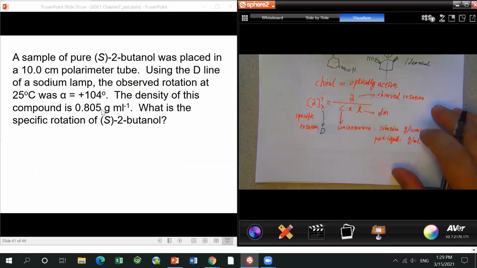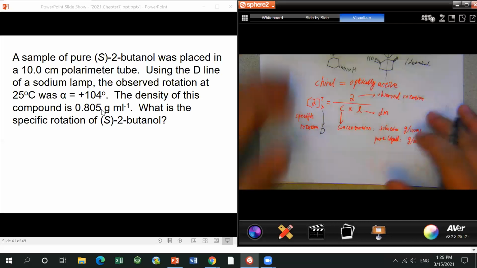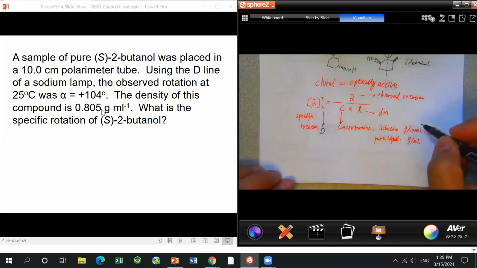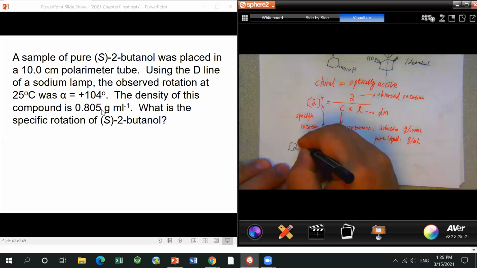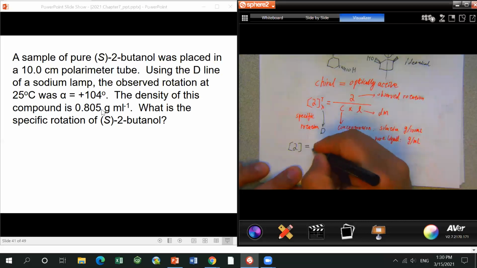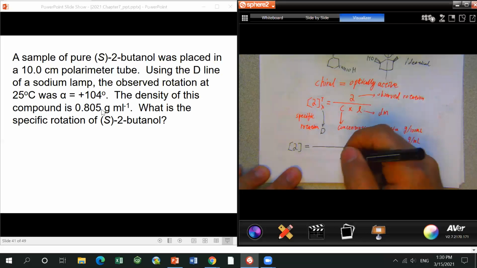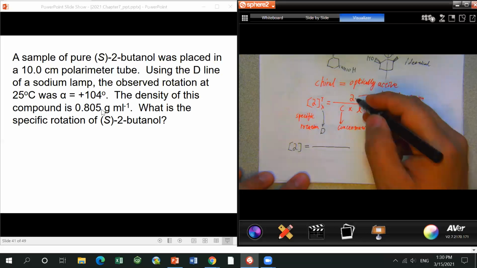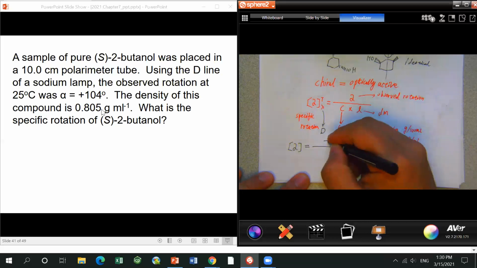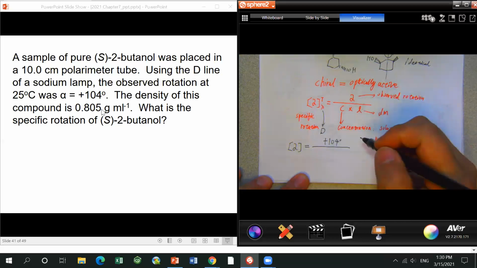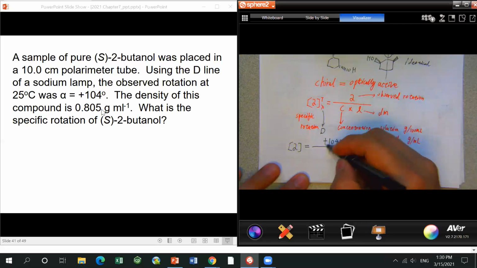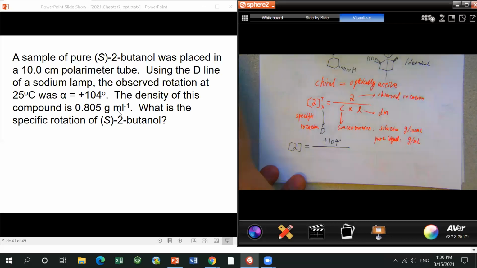It asks what the specific rotation is, so you just plug all this information into the formula. For the observed rotation of 104 degrees, make sure you keep this plus sign, because the R and S enantiomers show different signs.